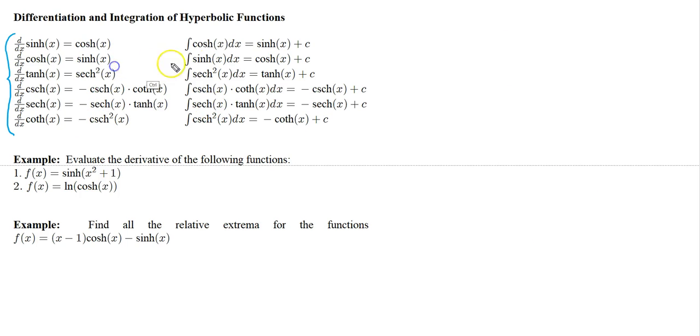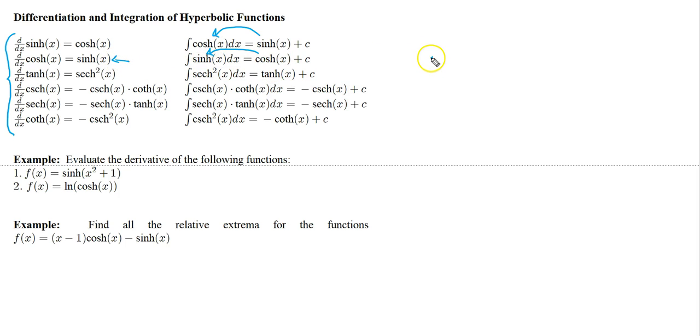And then, because of these differentiation rules, we have our integration rules over here. So for example, the antiderivative of the hyperbolic cosine, or cosh, is sinh, because the derivative of sinh gives you back cosh. Going this way, you take the derivative, it gives you back cosh. The antiderivative of sinh is cosh, because when you differentiate cosh, you get back sinh, because of this fact right here.